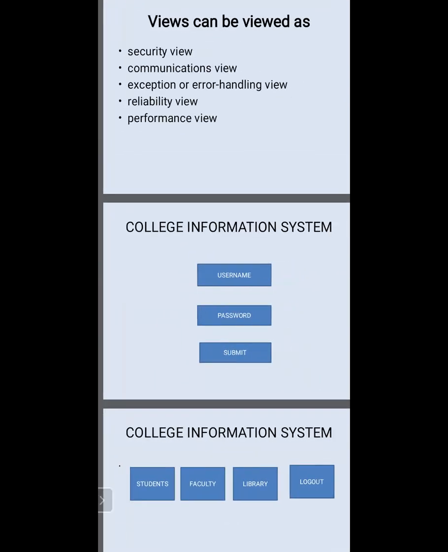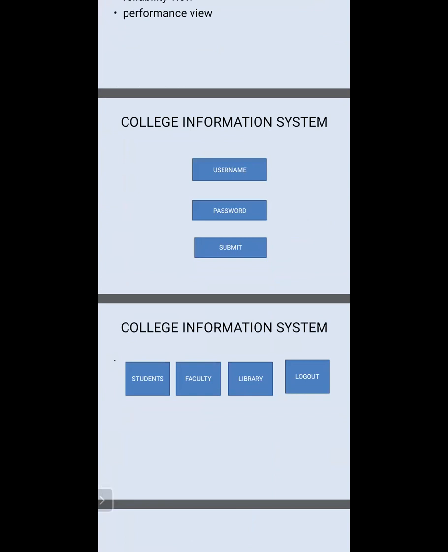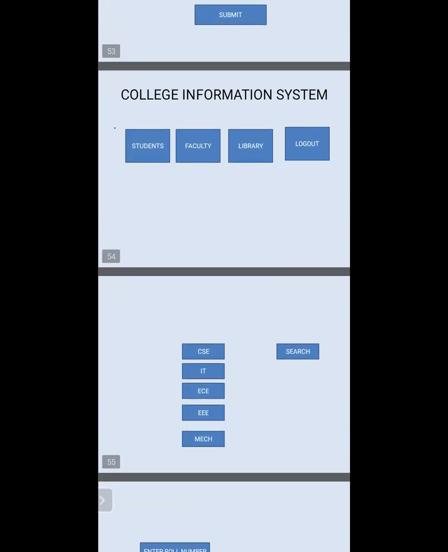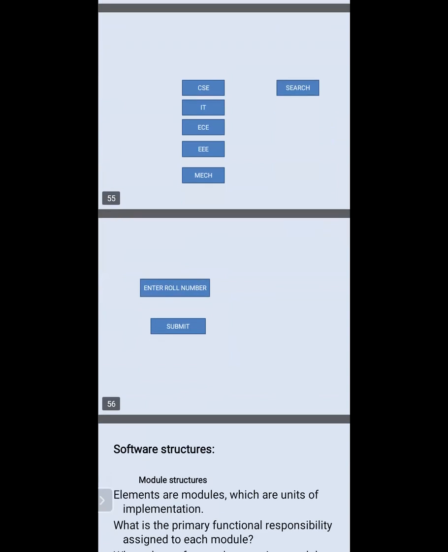For example, consider a college information system with username, password, and submit. When we give the username and password, it first verifies whether they are proper or not. If it is an authorized user, only then is access to the software allowed. Consider four modules here: students, faculty, library, and logout. If I click students, it displays different branches, such as CSC, IT, and EC, on the screen. To search for a particular student in a branch, we select the branch, give the number, and then get the results.